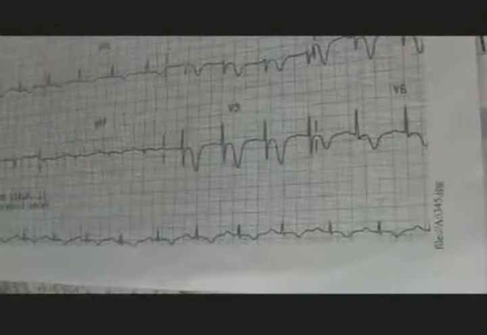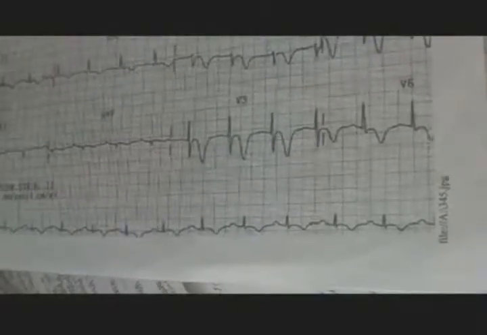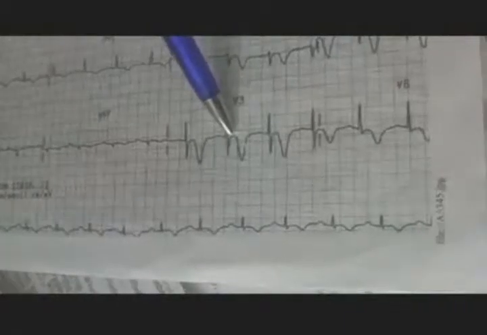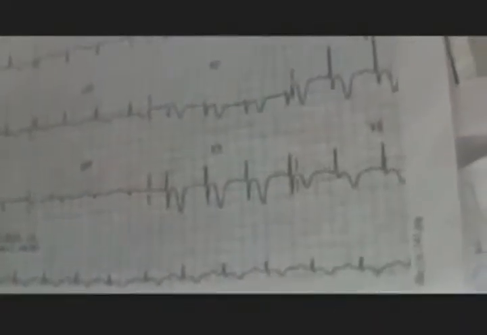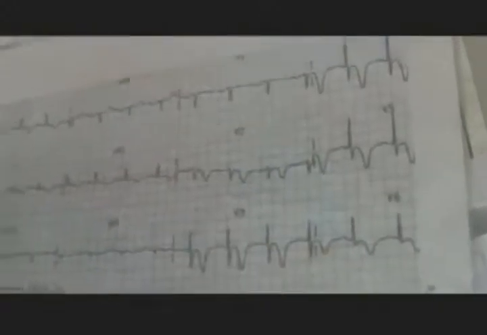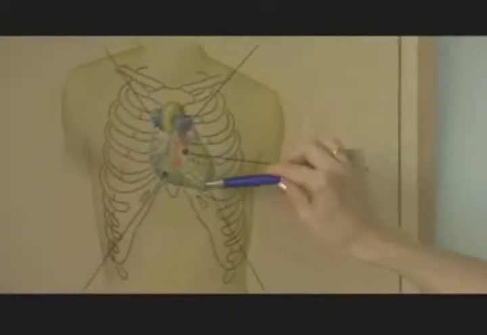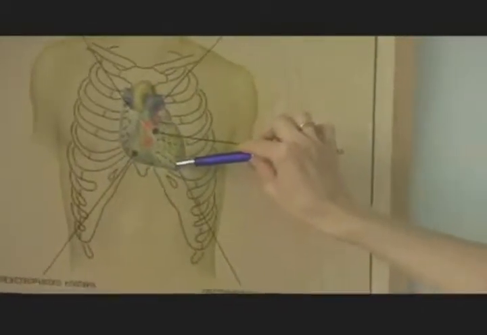It's not diffuse, yes? Because the T is rounded in first, second, third. We'll reveal only the heart apex, interventricular septum, and lateral part of myocardium. The pathological process localizes only in this part of myocardium. Lateral part with involvement of the apex.